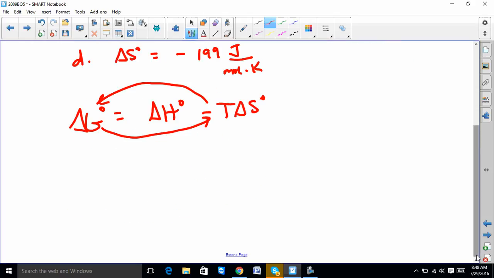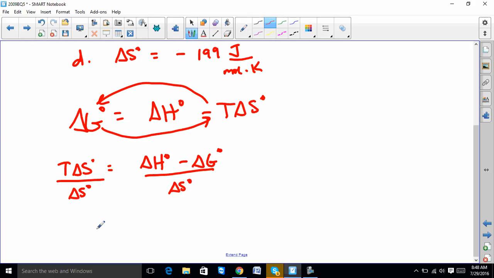And so you end up with T delta S equals delta H naught minus delta G naught. And then if you want to solve for T, you would divide both sides by delta S. But an interesting thing happens. So we're going to put in 92.2 kilojoules per mole Rxn. And we're going to subtract 0, which we can just ignore because delta G, we're trying to figure out the temperature at which it flips from negative to positive.